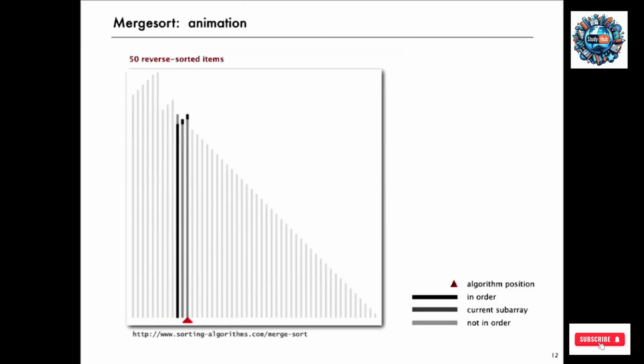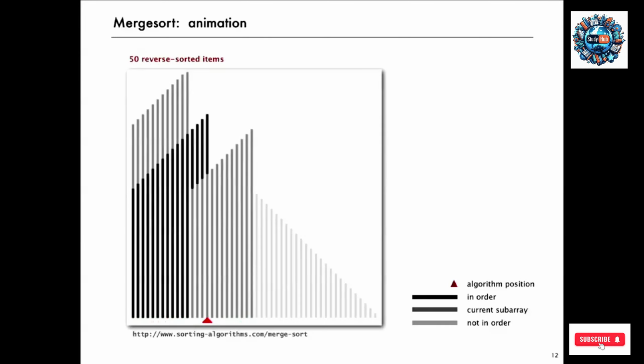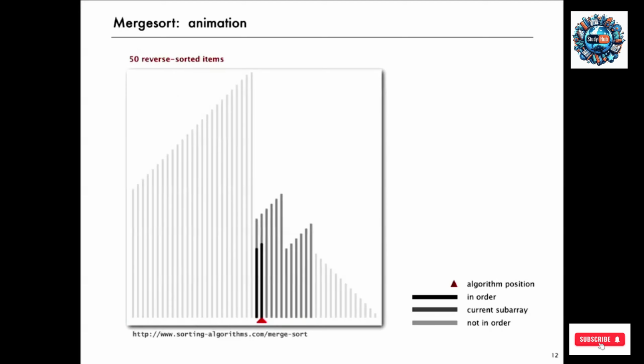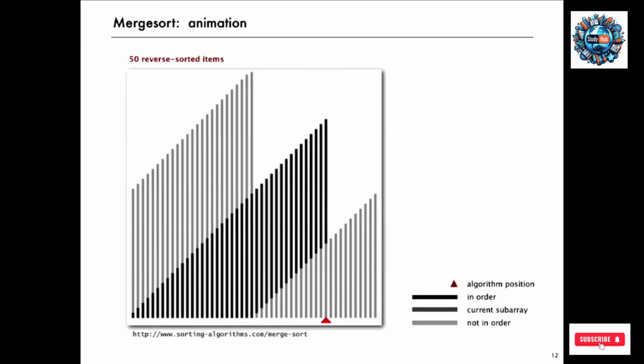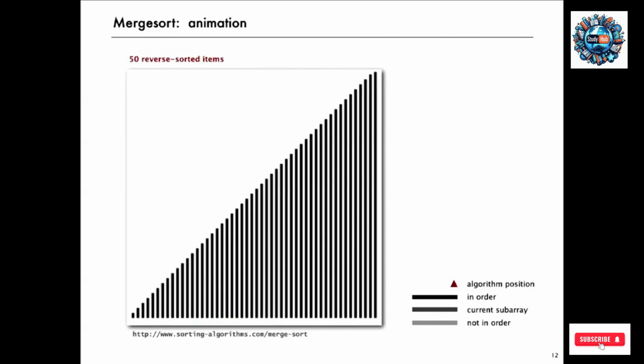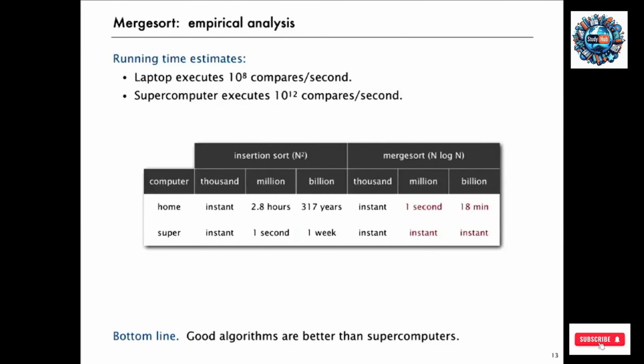Let's look at it when it's in reverse order. Again, it gets the first half done. Now it's working on the second half. Once it gets the second half done, then it goes ahead and merges together the whole thing. It's just as fast on reverse ordered as in arbitrary order. So you can run Mergesort on huge problems. It's a very efficient algorithm.